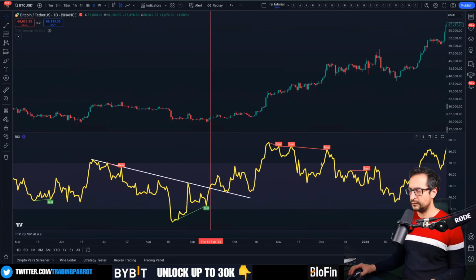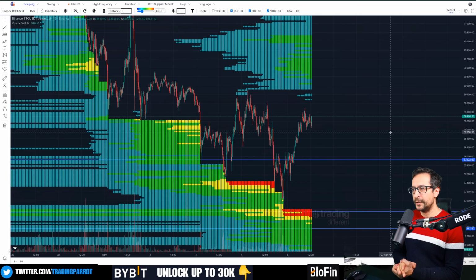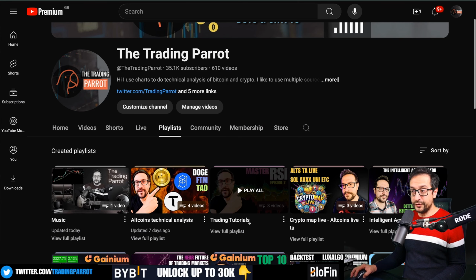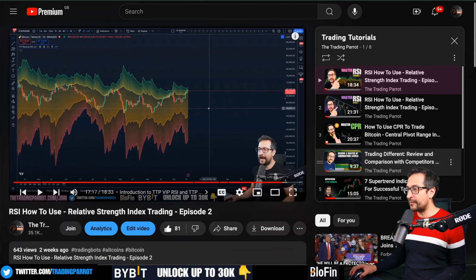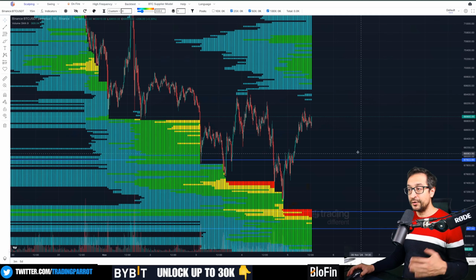One of the indicators I like to combine the most with RSI, and not the only one, but definitely one that provides an additional edge to RSI itself, is to look at the liquidity pools. In this video, we won't cover liquidity pools. Make sure to go to my tutorials because there's already one there, Trading Different, Review and Comparison with Competitors. That is also part of the Trading Tutorials playlist. Have a look at that. It's less than 10 minutes and it's going to show you how to use this.